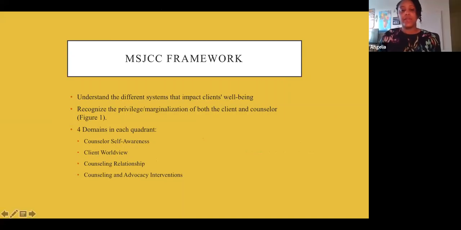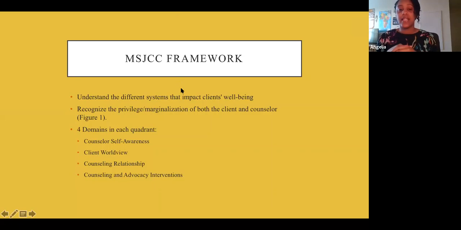So for our presentation today, we are operating from the MSJCC Framework, which is the Multicultural and Social Justice Counseling Competencies. And basically what the framework says is that counselors and clients can both be privileged or marginalized. And so when they intersect, the framework offers different quadrants and different domains that the counselor should consider in order to be a culturally competent counselor and a social justice counselor. And so the 4 domains are counselor self-awareness, client worldview, counseling relationship, and then counseling and advocacy interventions.